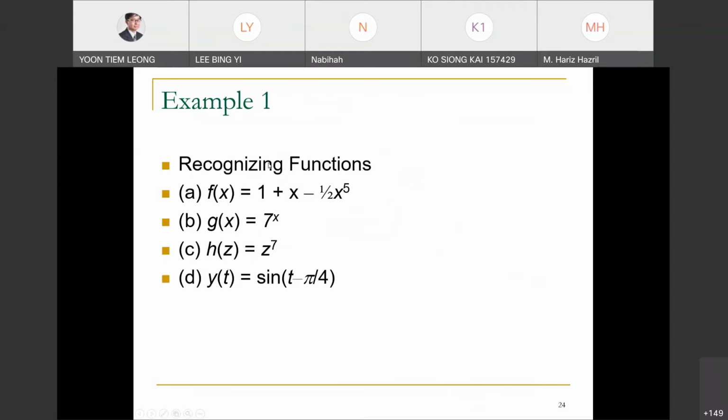Okay, so this is a very simple example. I give you a function, just tell me what type of function it is. It's a naming exercise, right? So this is obviously a polynomial function, which has a degree of 5. And what is this? Is it a power function or an exponential function? This is a power function. This is a power function where it has a base of 7, and then this is an exponential function. Okay, exponential function.